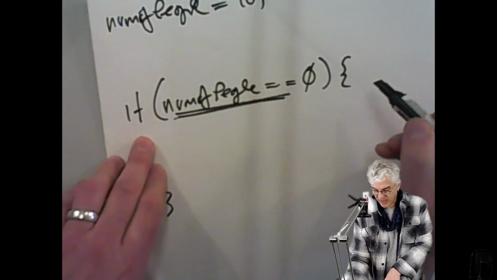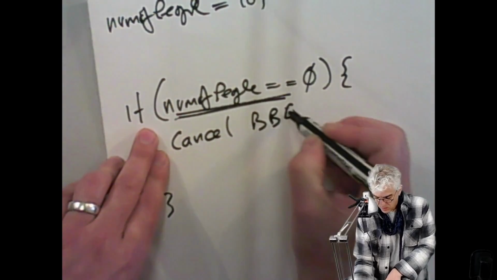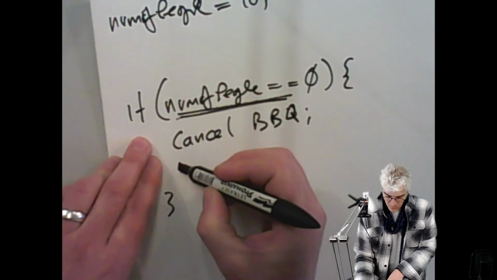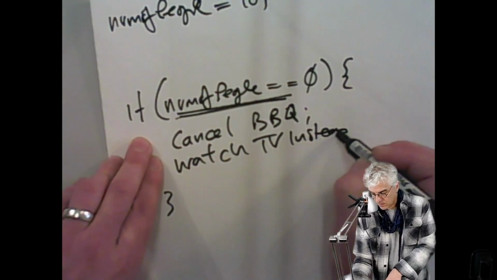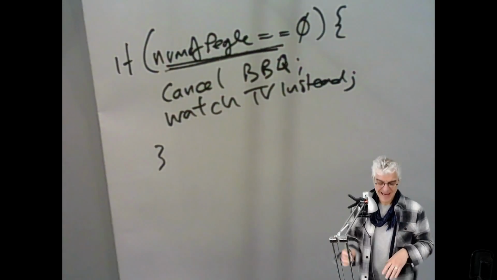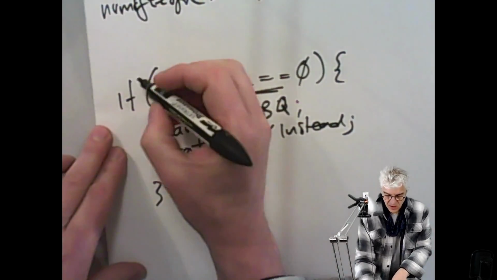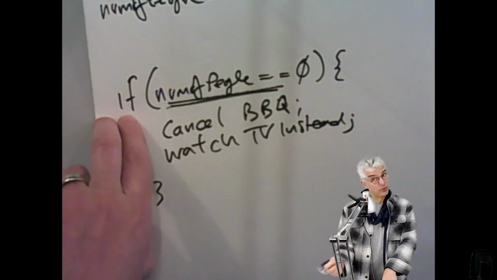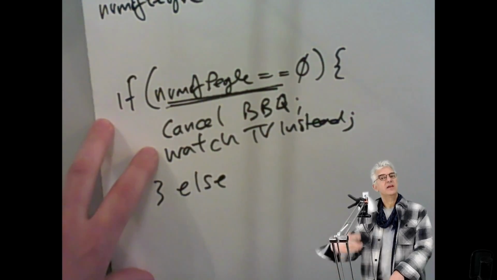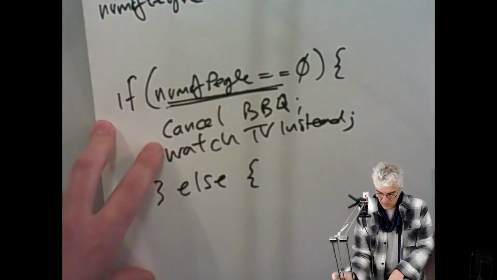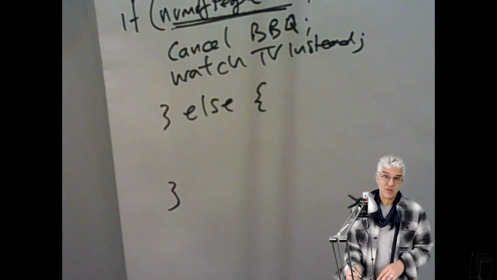So we say, if number of people equals 0, then cancel barbecue, watch TV instead. But I can also say something additional to make this switch or this condition or this test even more useful. If the number of people equals 0, cancel barbecue and watch TV. Else, otherwise, here's a list of things to do. And then I'll put this in between the curly brackets. Else, and here's my list of things to do.